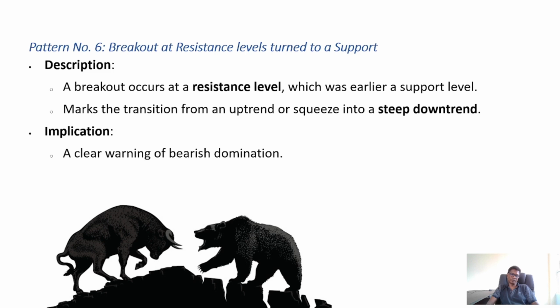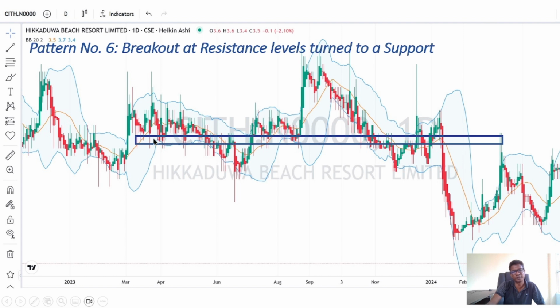In today's video, pattern 6 is the last. Breakout at support level turned to a resistance. If a breakout occurs at a level which was earlier a support level, in this situation you can see a steep downtrend. It's a very bearish domination. Now in this chart, it is very clear. Previous support level, very good support, converting to a resistance. In this situation, if an explosion occurs, definitely the price moves down at hyper speed. See what has happened.